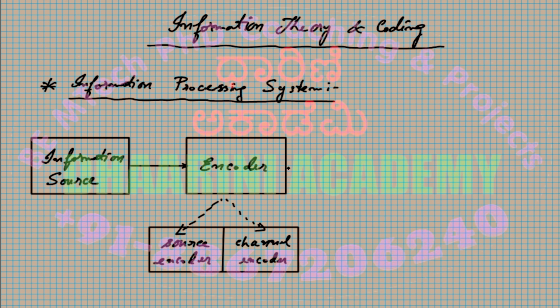Then the encoder's output will be the channel encoded data, so that you can use a transmitter to send this data. I need another circuit to send this data onto the channel. That is what we call the transmitter.